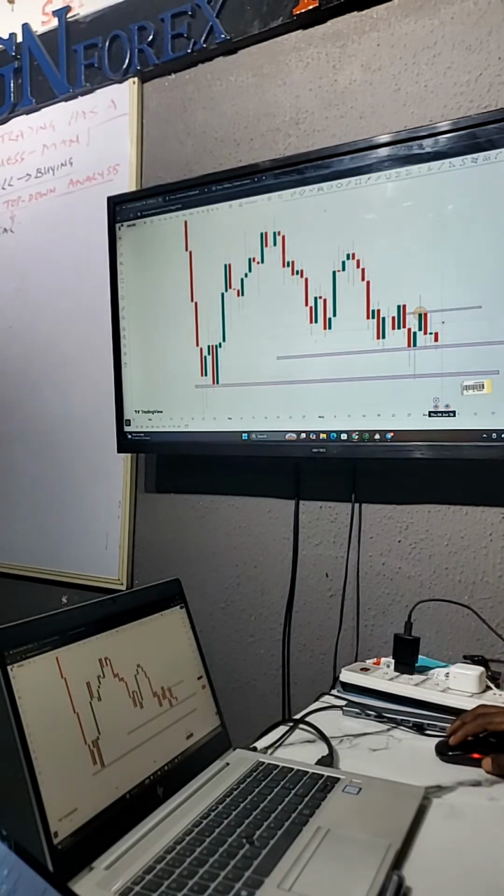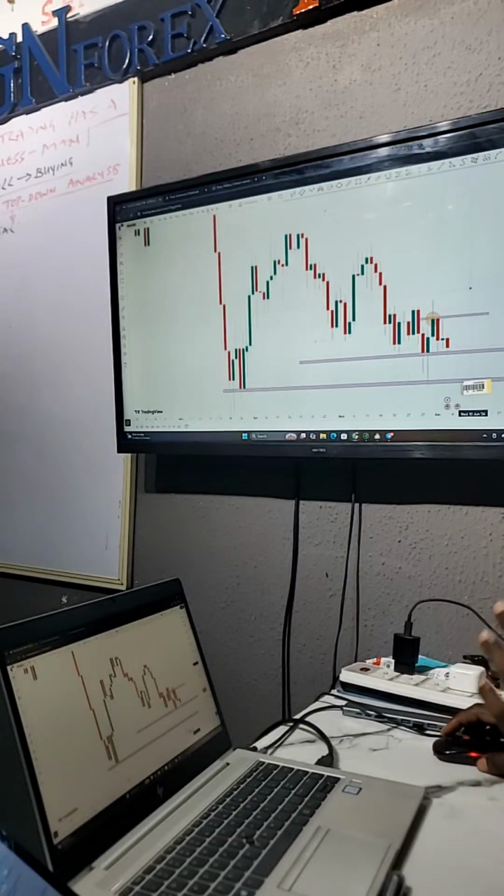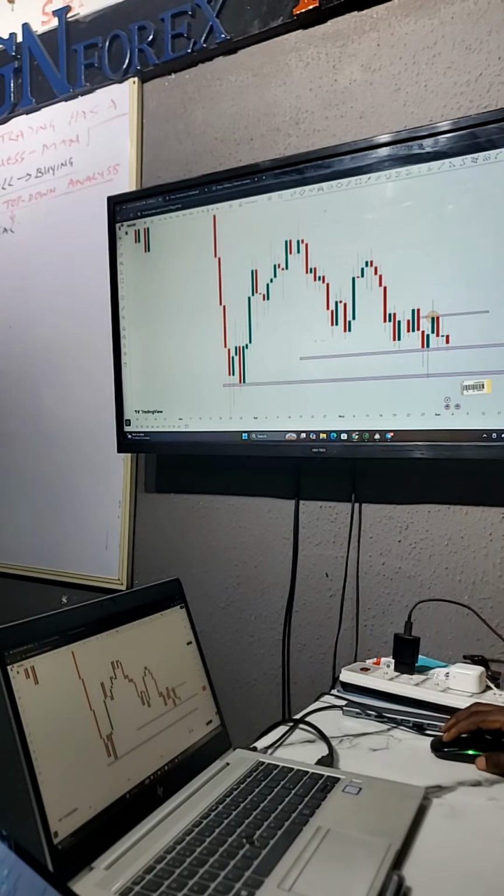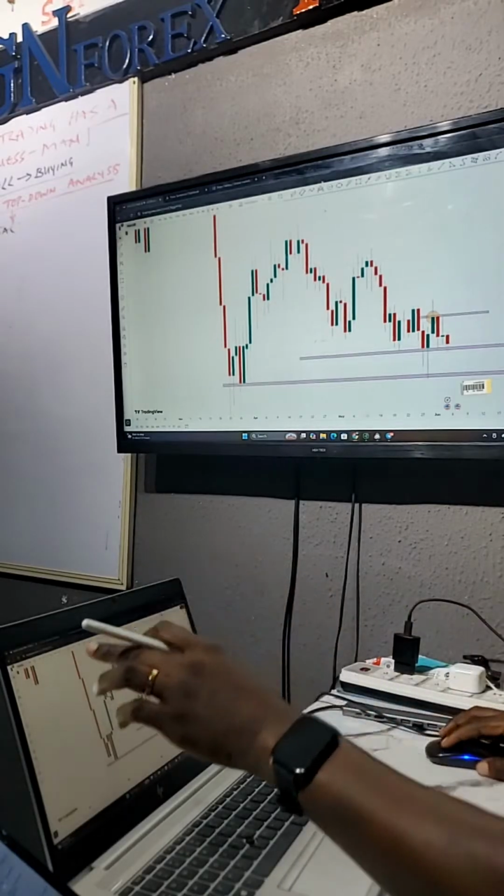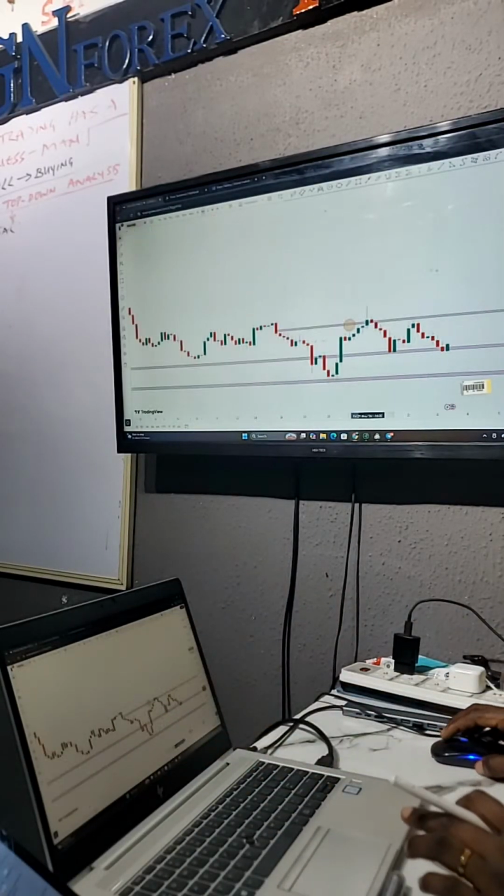So if my bias on gold on the daily time frame today is the continuation of the sell, how sure am I? And what will be the validation that I should enter a sell? I will bring it down to the 4 hours time frame.